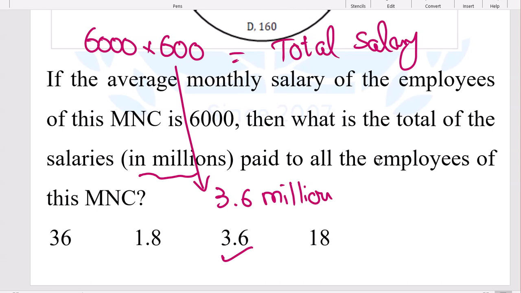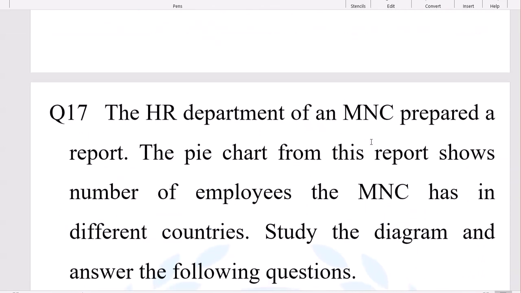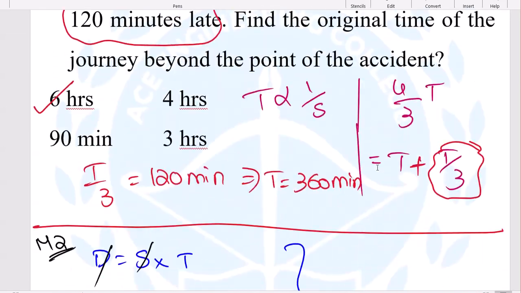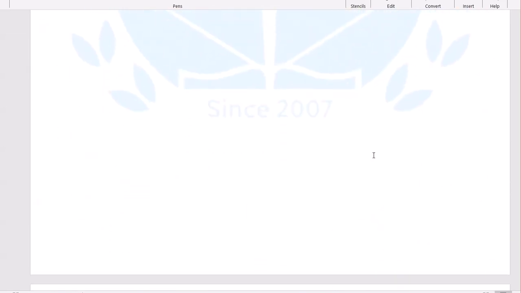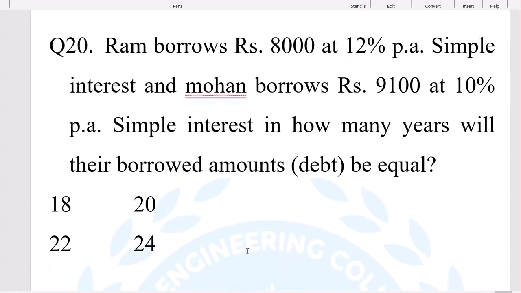Next question, any doubts? Question number 20. 20th question. Ram borrows 8,000 at 12% per annum simple interest. Mohan borrows 9,100 at 10% per annum simple interest. In how many years will their borrowed amounts be equal?